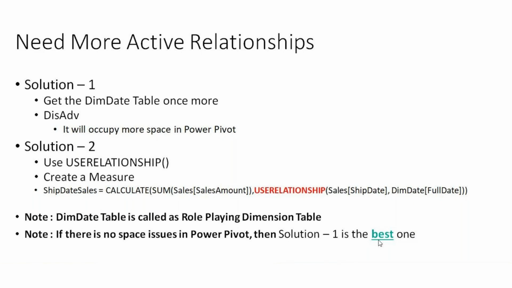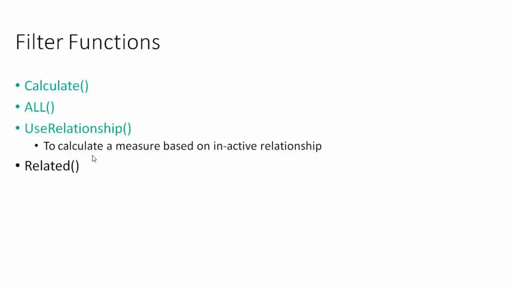What do you mean by USERELATIONSHIP? Clear? So what is the best approach? Bringing the dimension table, the dim time table, once more is the best approach. If you have a space constraint, then going for solution number two is always better. Clear?